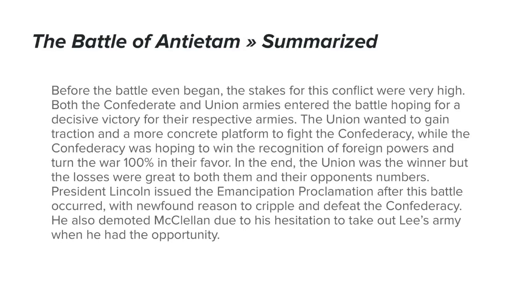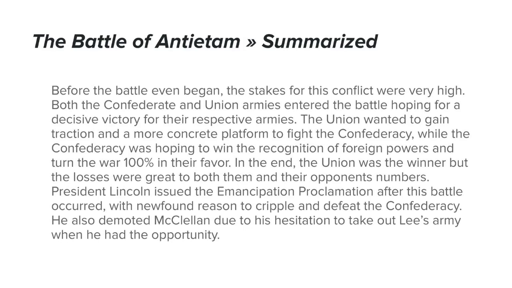Before the battle even began, the stakes for this conflict were very high. Both the Confederate and Union armies entered the battle hoping for a decisive victory for their respective armies. The Union wanted to gain traction and a more concrete platform to fight the Confederacy, while the Confederacy was hoping to win the recognition of foreign powers and turn the war 100% in their favor.